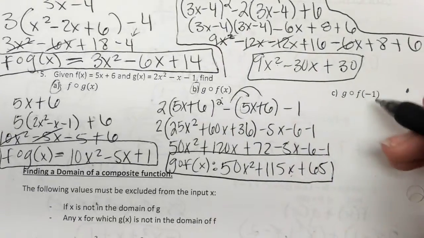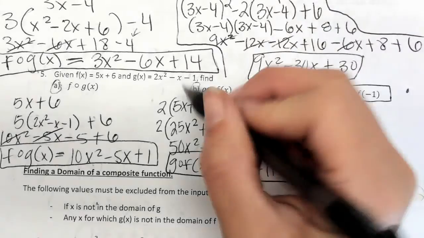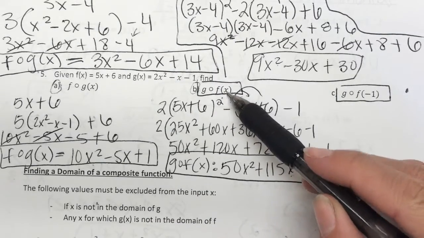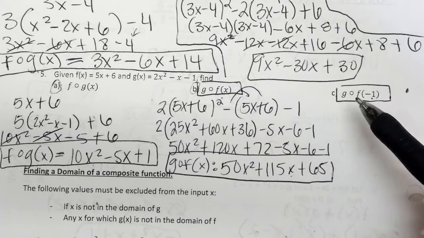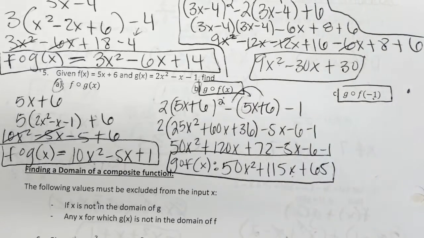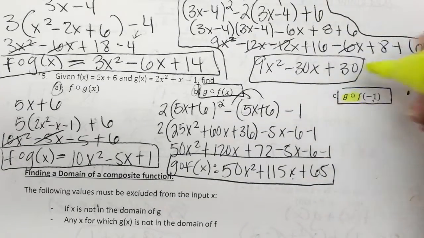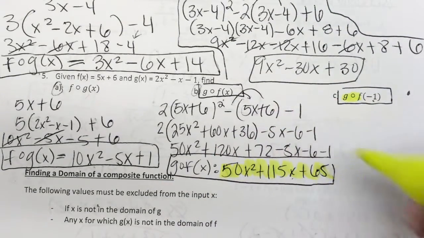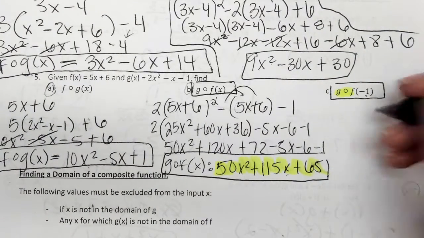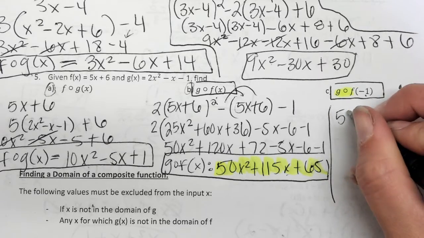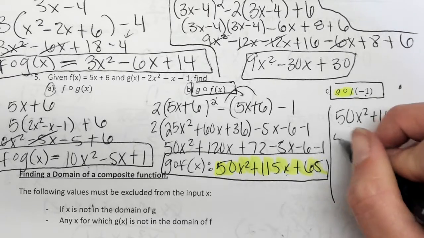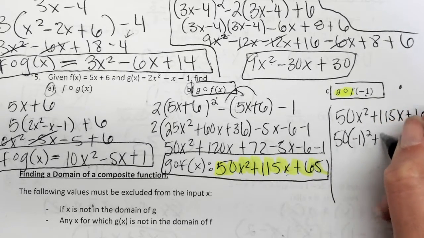Alright, so for G of F of negative 1, notice that this and what we did in part B looks almost the same. The only difference is they replaced x with negative 1. So that's exactly what they want us to do. So we already know what G of F is. We found that right here. Now all you have to do is replace every x in here with negative 1. So again, here was G of F. We found that in part B. Now we're going to rewrite it, except replace all the x's with negative 1s.